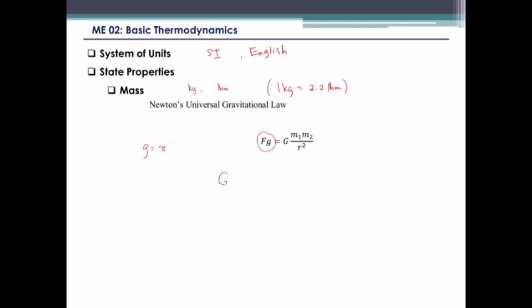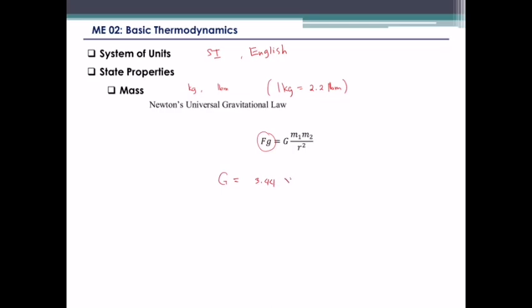Again, FG is given by this formula: the gravitational constant times the product of the masses over the square of the distance between the masses. That is actually the statement that the gravitational force is directly proportional to the product of the masses and inversely proportional to the square of the distance between the two masses.